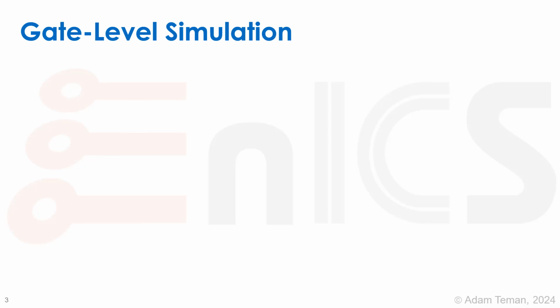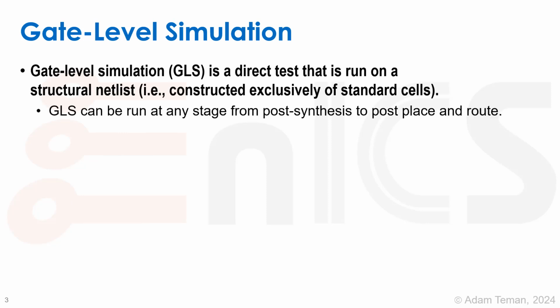So let's start with what gate level simulation is. Gate level simulation, or GLS, is a direct test that's run on a structural netlist, a gate level netlist, so that might be called GLV. This is a netlist that's constructed exclusively of standard cells, and we can run this at any stage from post-synthesis to post-place and route. We export our netlist from our tool, and then we can bring it back into the logic simulator and run our simulation on it. Why would we do such a thing?